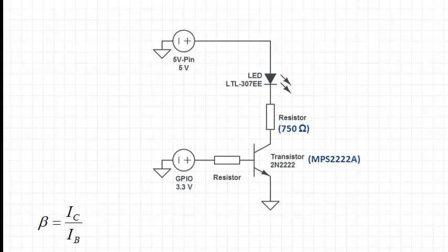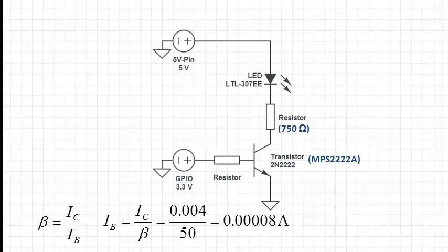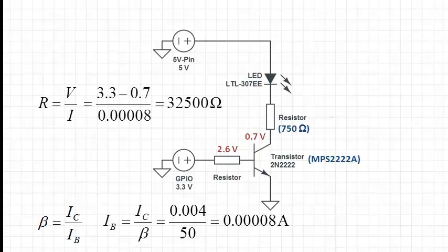Now that we know the beta value that we will use, we can calculate the required base current by rearranging the equation for beta. This gives us 0.00008 amps. The GPIO pin will provide 3.3 volts when it is powered on, though the transistor will use about 0.7 volts, meaning that the resistor will need to drop in total 2.6 volts. So to calculate the value of the resistor, we once again use Ohm's law, which gives us 32.5 thousand ohms.